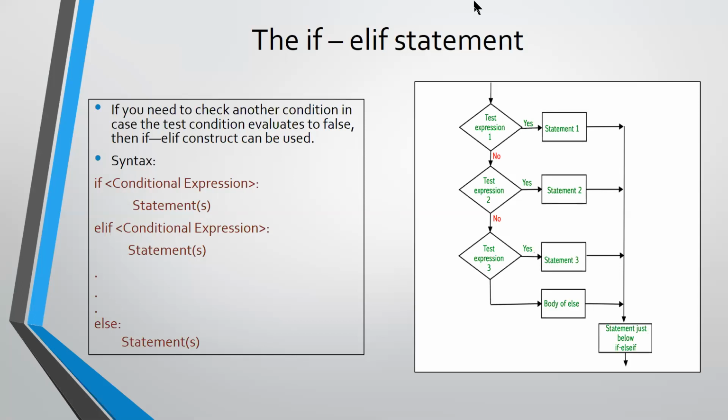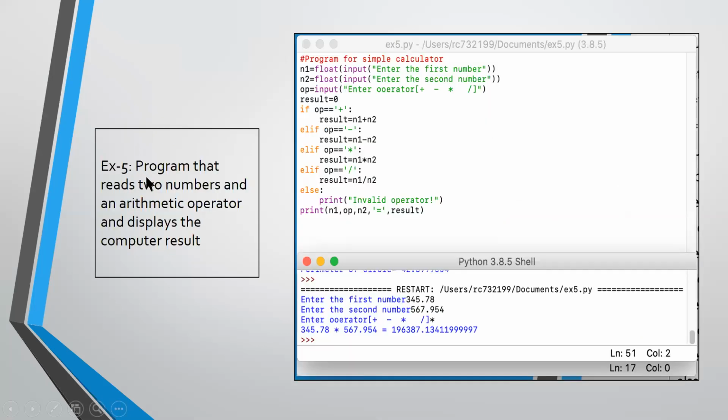Okay, so here let us write a program using this. Look at the program that reads two numbers and an arithmetic operator and displays the computed result. I am going to give two values, and then I will enter the operator: plus, minus, asterisk, slash. If I give plus, the added value should be displayed. If I give minus, the second number should be subtracted from the first number and the result given. If I give star, it should do the multiplication. It is a very simple calculator.